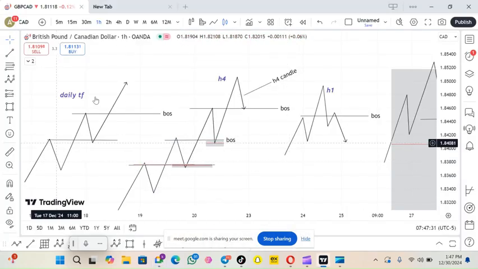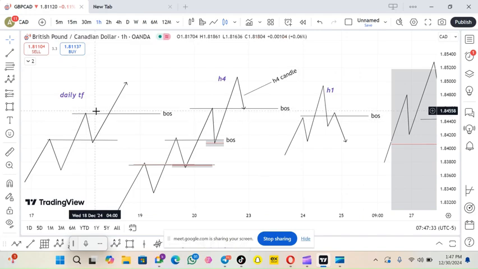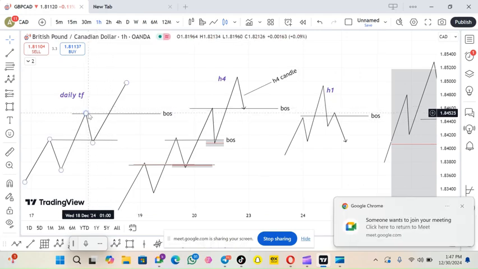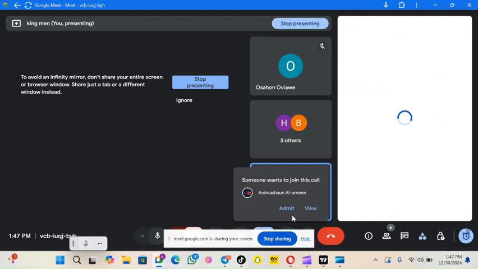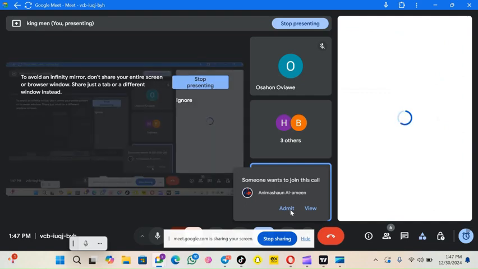So we have price on a daily making higher highs. So now we are using this last break of structure as the example. We can equally use the break of structure that happened before then as an example, but we are using this one.